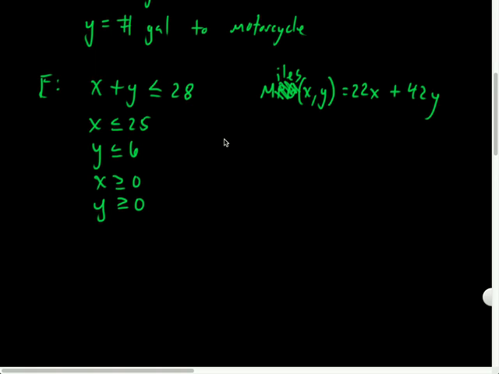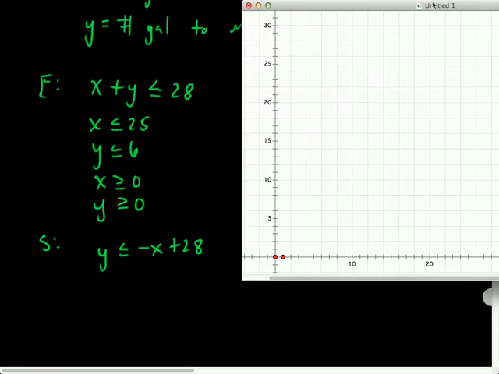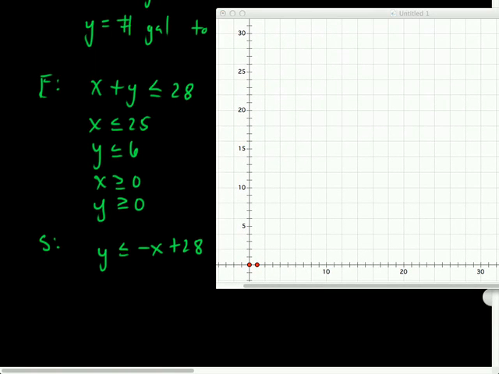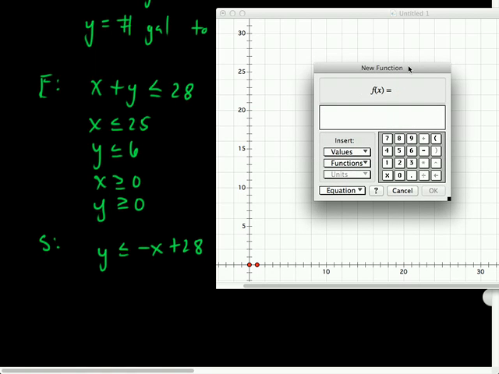So this X plus Y is less than or equal to 28. The first thing I would do is rewrite that as Y is less than or equal to negative X plus 28. Put it in slope-intercept form is what I would do. Let's see, graph, grid form, square grid. I need to go up to 28. 30 will be fine. So I'm just opening up my little grid. And I'll graph negative X plus 28.